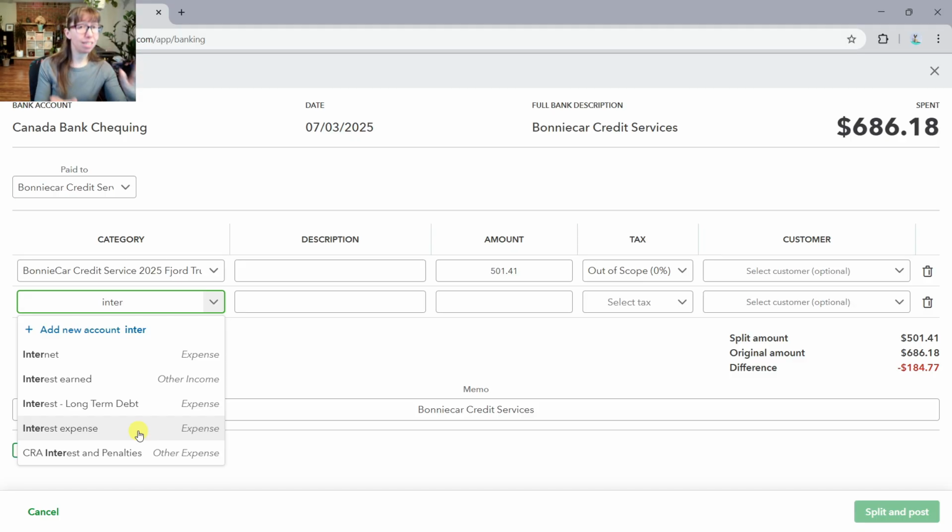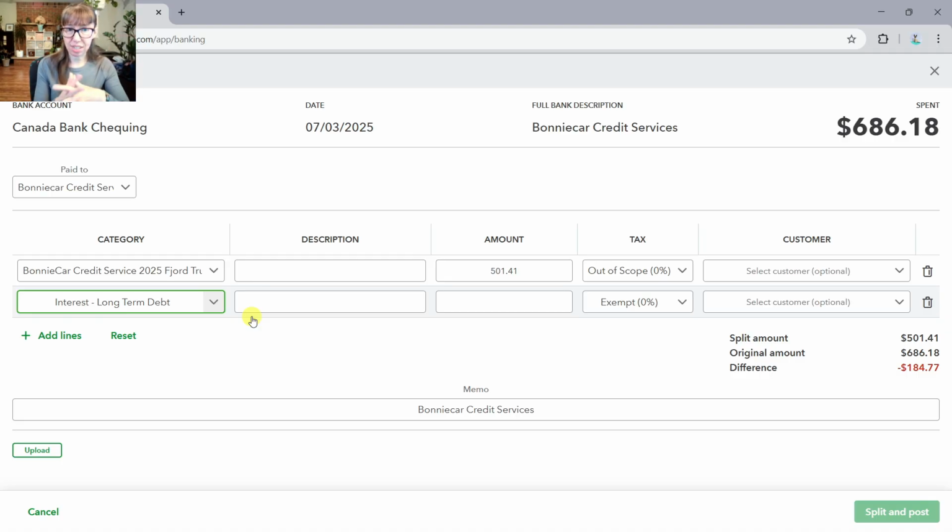Not everybody, this is subjective, but for those longer loans, like a mortgage interest or this 7-year financing interest, you might want to put this interest expense to long-term debt interest, or LTD. So we're going to use the interest long-term debt for this example. The debt is longer than a year, so this one's 7 years. And so the interest here is $184.77, and that's also out of scope. Well, exempt. This is an expense entry, so exempt, out of scope, doesn't really matter.